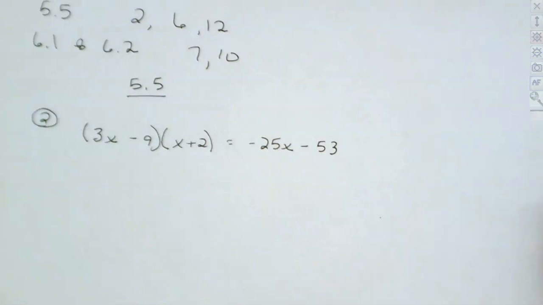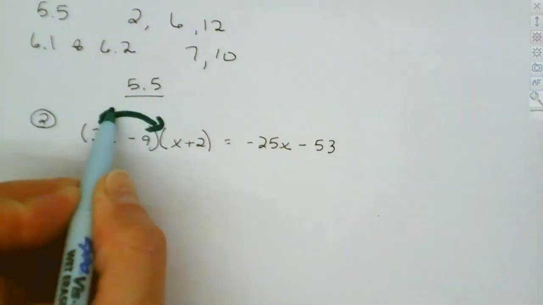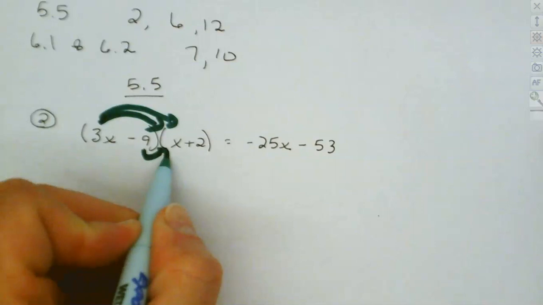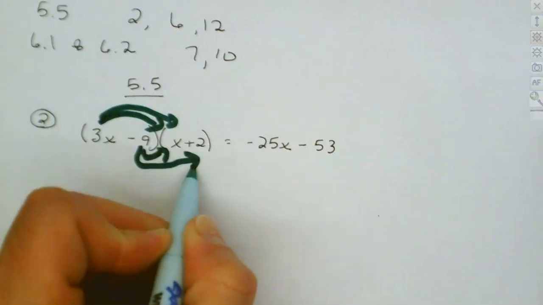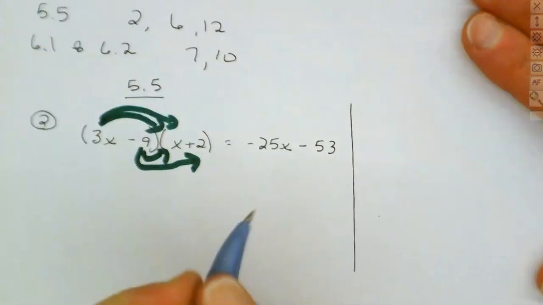minus 53. Now, sometimes, like on this question, you may have to FOIL it out before you set it to 0 and then refactor it. So this one's going to require us to FOIL. Remember how we FOIL? First and first, outside and outside, inside and inside, and finally last and last. So I'll do that over here.